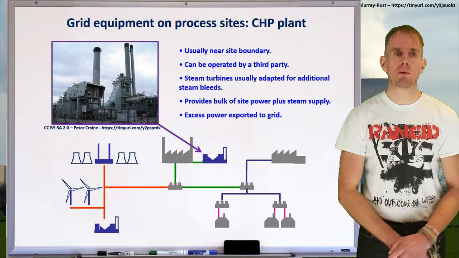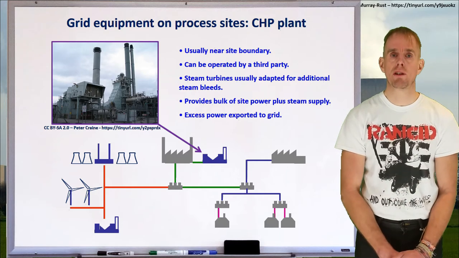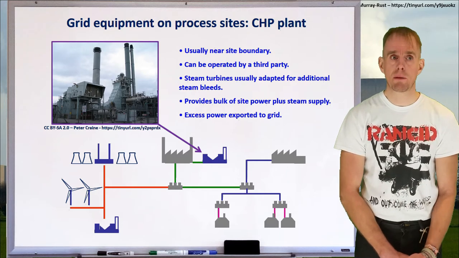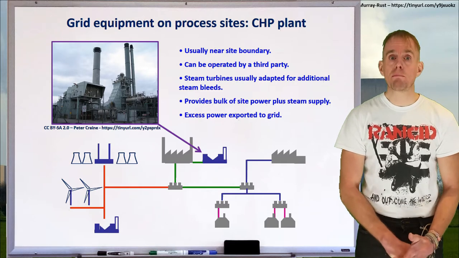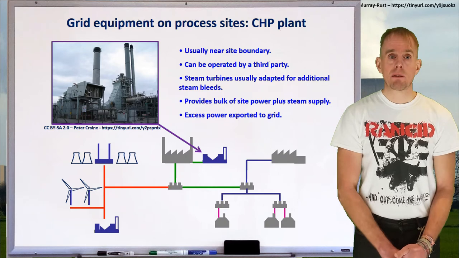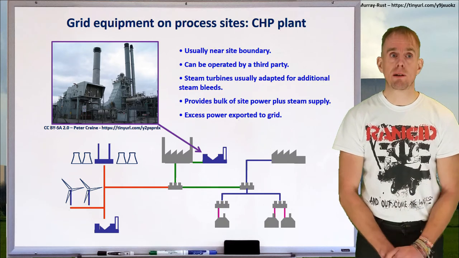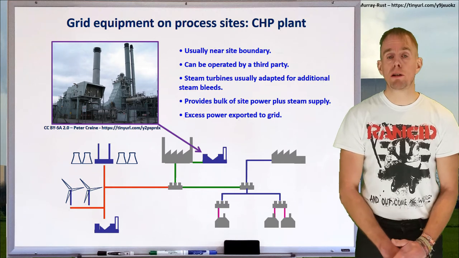So here on my whiteboard, I'm going to put up some pictures of some typical items of electrical infrastructure that you may sometimes see on a large chemical site. And we'll start with one of the biggest items you're likely to see, which is a combined heat and power plant. Now, these are usually gas-fired power stations, combined cycle gas-fired power stations, and they serve two purposes.